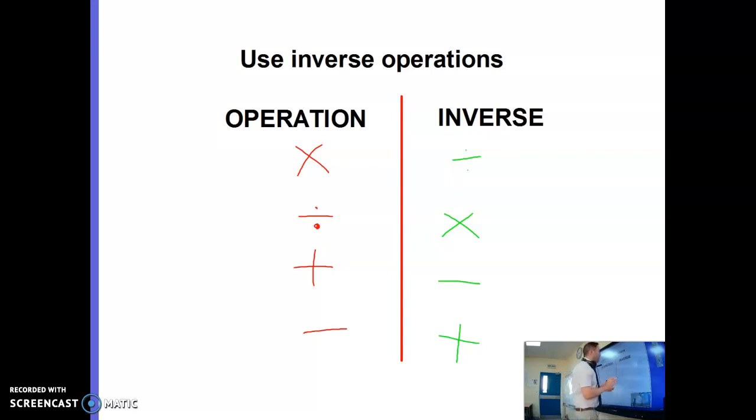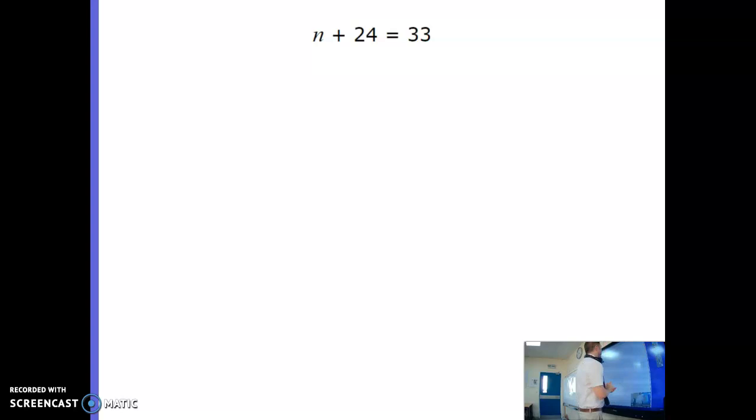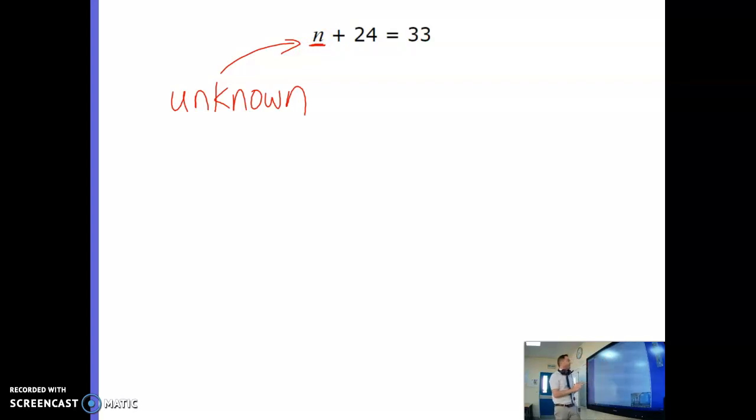But we need to use those inverse operations to find the solution to equations. So let's have a look at an example. Here we have an unknown. So n is a number we do not know yet. We want to find out what it is. So we're saying something add 24 is 33.